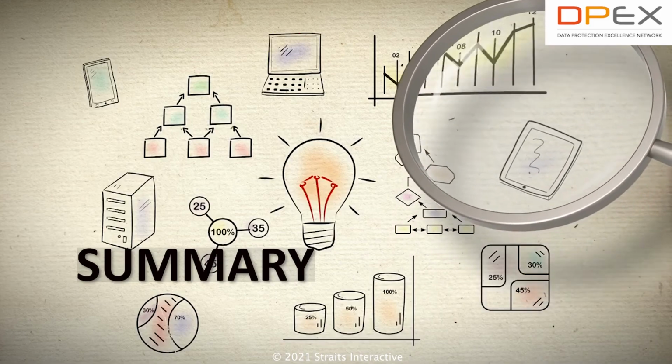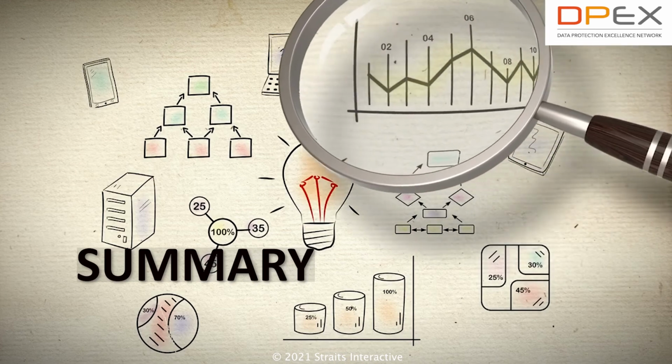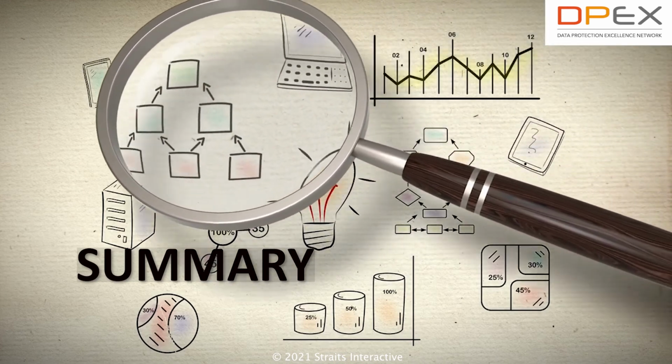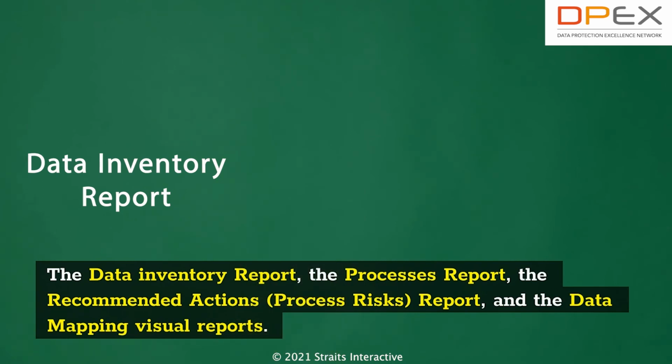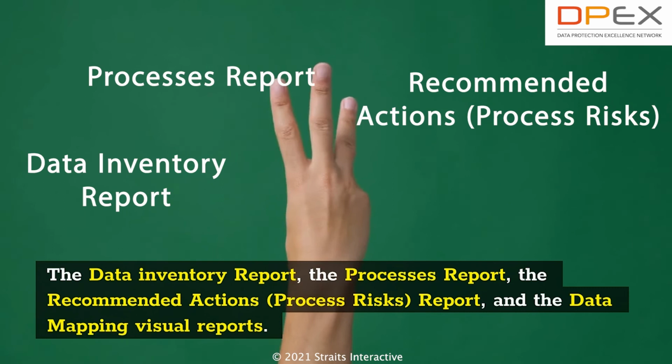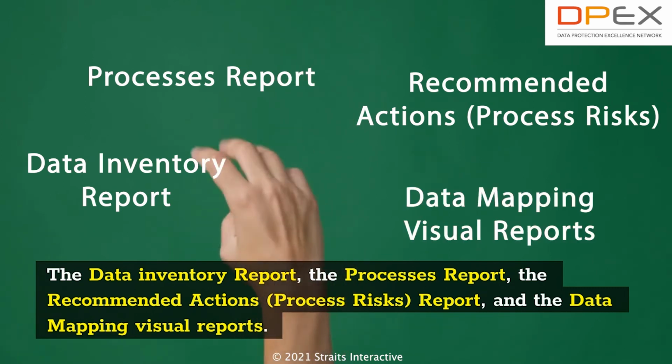To summarize, we have looked at 4 ways of identifying third-party risks in DPOinBOX: the Data Inventory Report, the Processes Report, the Recommended Actions, Process Risks report, and the Data Mapping Visual Reports.